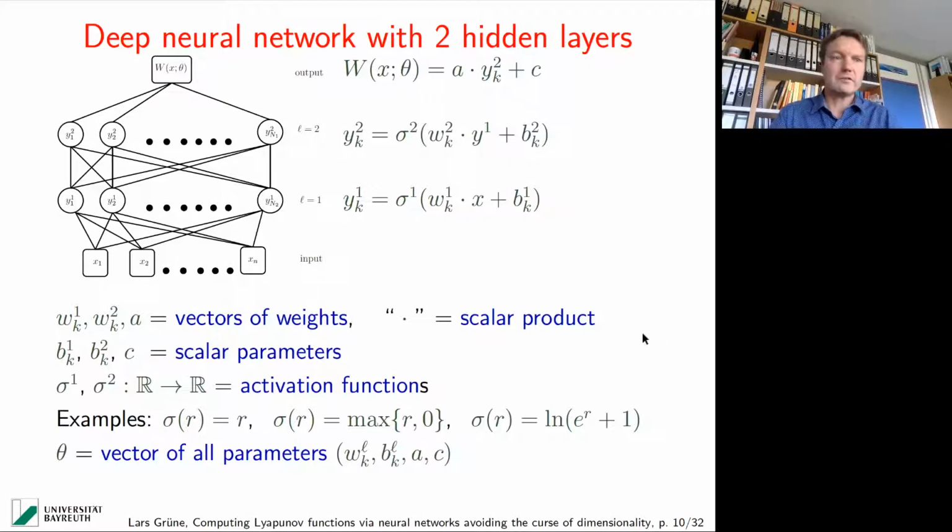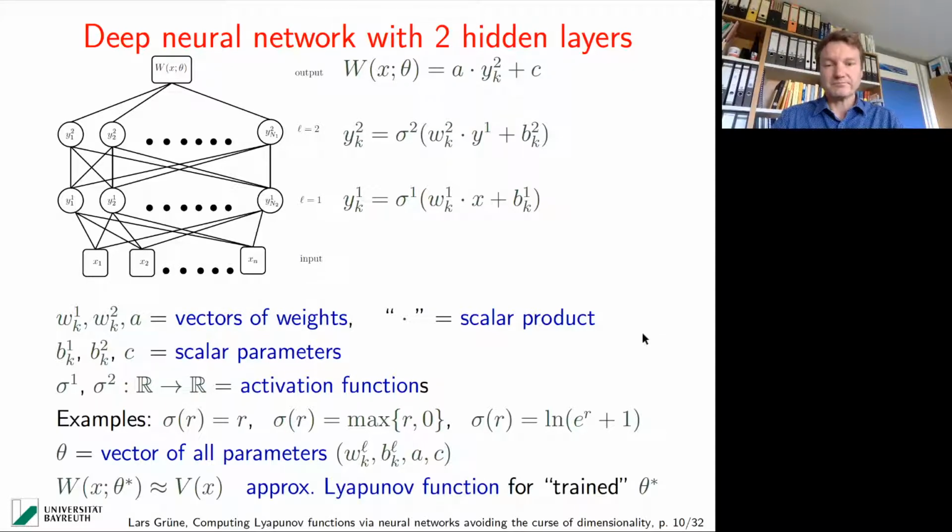Okay, I think I didn't tell you anything new. This is the general structure, and we will use a particular form of this kind of network for our computation. And what we get in the end, if we have trained the parameter, if we have obtained a good parameter, is hopefully an approximation of a Lyapunov function.